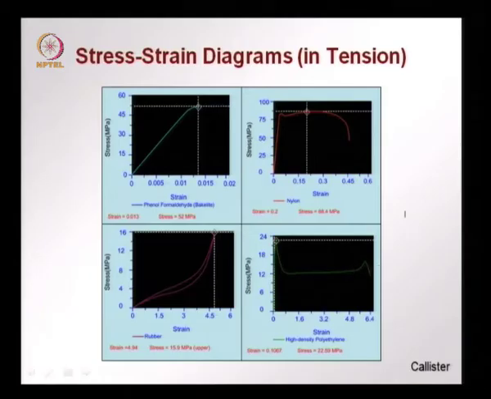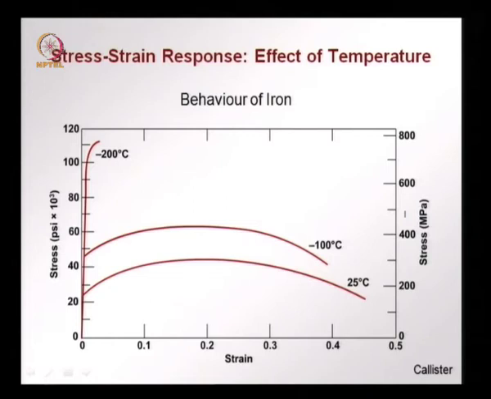So, we see that metals, polymers and many other materials have a range of stress strain behavior, and this has to be characterized and understood in order to be used in design. The stress strain response also changes with temperature. In this case, we have the diagrams for iron. The bottom curve is what we see for room temperature, so this would be at normal temperature.